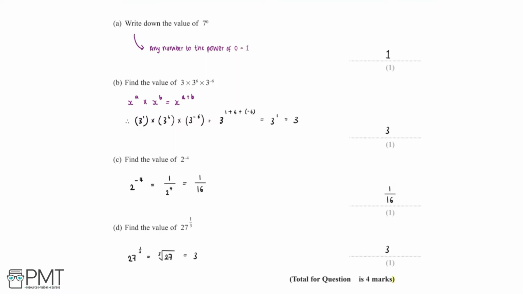Now this question is worth 4 marks, and we get 1 mark for each correct answer. And so we get the first mark for the correct answer in part A, the second mark for the correct answer in part B, the third mark for the correct answer in part C, and the fourth mark for the correct answer in part D, allowing us to get the full 4 marks needed in this question.